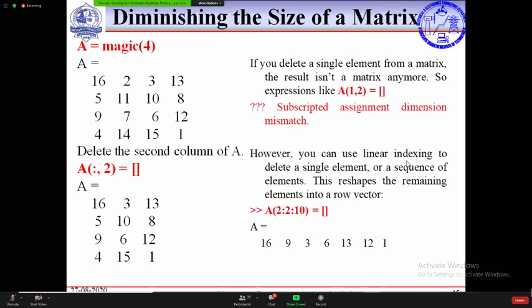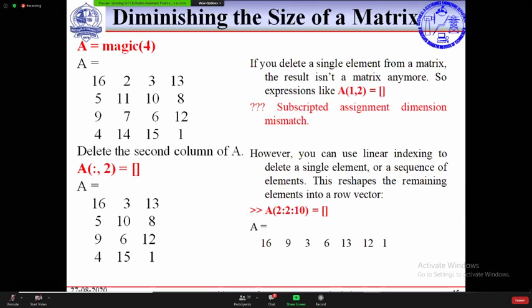You can use linear indexing to delete a single element or a sequence of elements. This reshapes the remaining elements into a row vector. What happened here? Can any one of you explain what happened here? A of 2 colon 2 colon 10 equal to empty matrix. What is the meaning of this colon operation here? It will be incrementing 2, 4, 6, 8, 10, right? Do you remember this one or not?